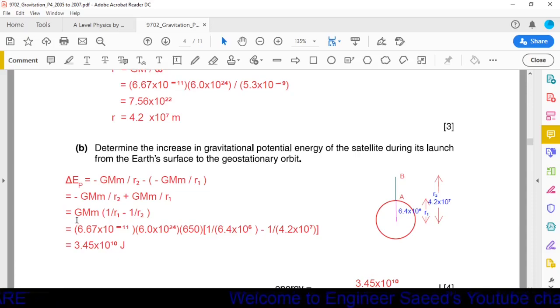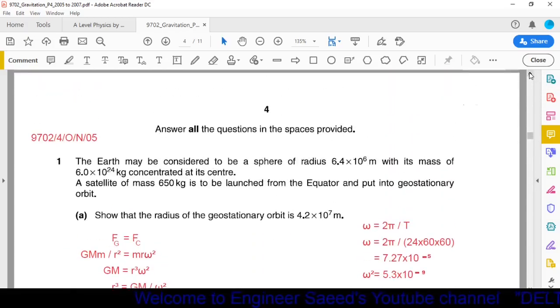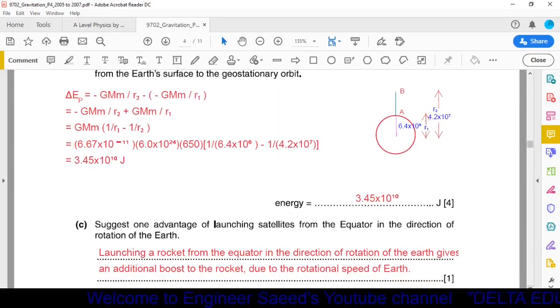Capital G, gravitational constant, its value is 6.67 into 10 power negative 11. This capital M, mass of Earth is given 6 into 10 power 24 kg. This small m, mass of the satellite, is 650 kg. Okay, now we have to substitute the values of R1 and R2.